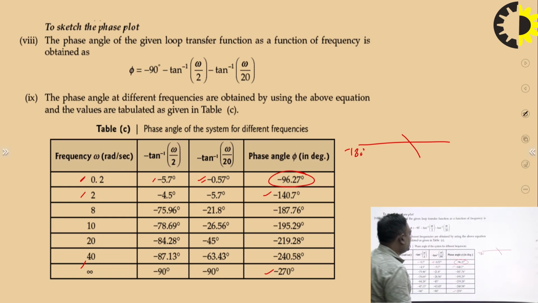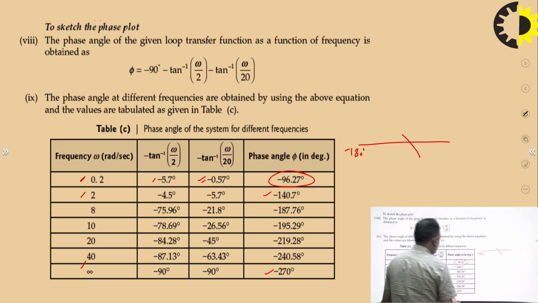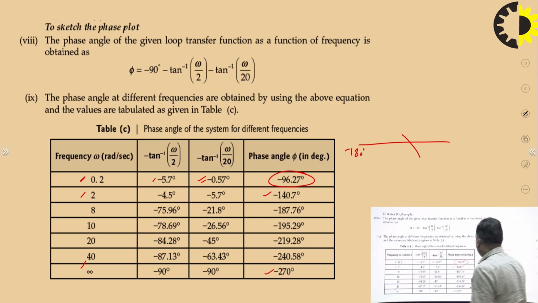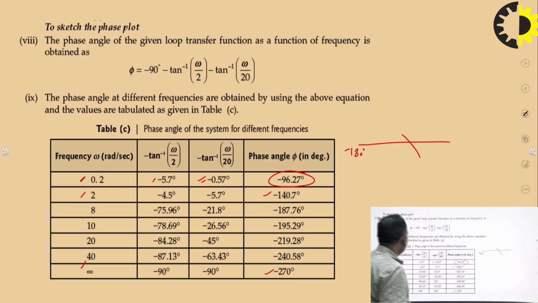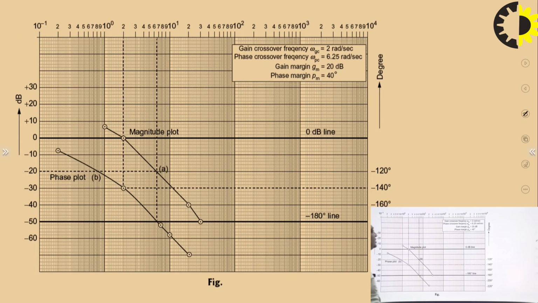Okay, so you can see the values are increasing: minus 187 and minus 195. So what happened? You are having the crossing value in between these values. Okay, and so this is the final Bode plot that we will obtain.